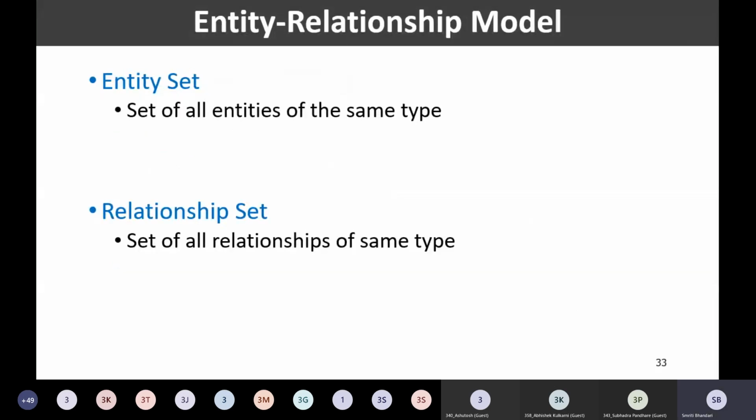We have mentioned entity set and relationship set. If we collect several entities together and form a set of those entities, then in the ER model it is known as the entity set. For example, if I collect several instructors together, then it is an entity set. Similarly, if I collect several relationships together, then it is denoted as a relationship set.